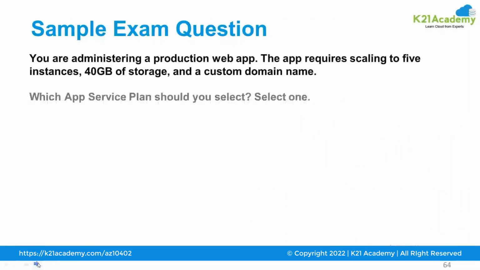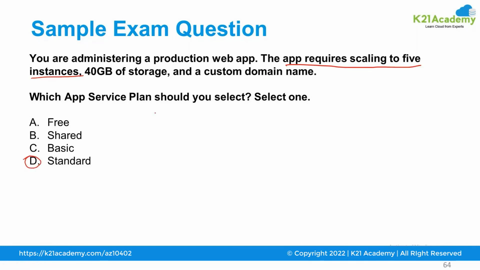Now again, one example question. You are administrating a production web app. The app requires scaling to 5 instances, 40 GB of storage, and a custom domain name. Which app service plan should you select? This app requires scaling to 5 instances in the backend.